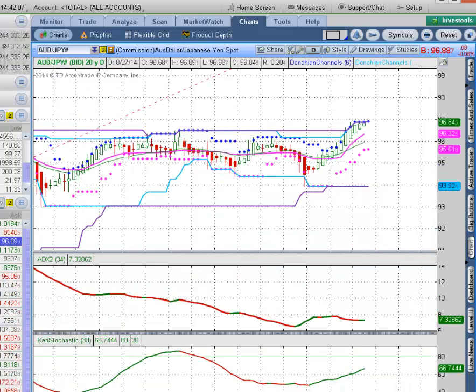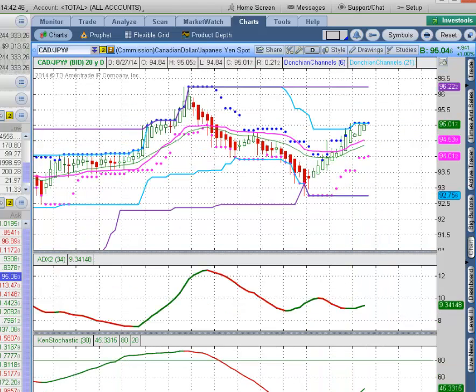Our third qualified pair is the Aussie Dollar Yen. This had been in a sideways channel. Recently it's broken to the top. It would be a bullish trade. The fourth pair is the Canadian Dollar Yen. This has been in a sideways channel and we would be looking at a bullish trade.